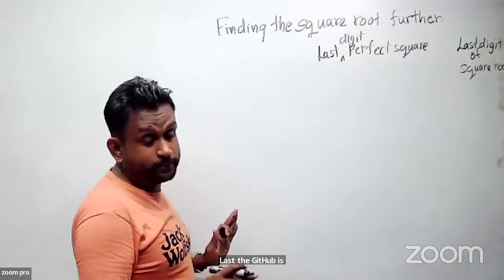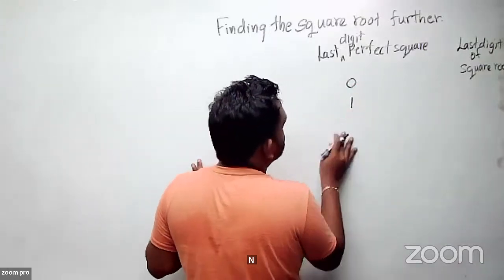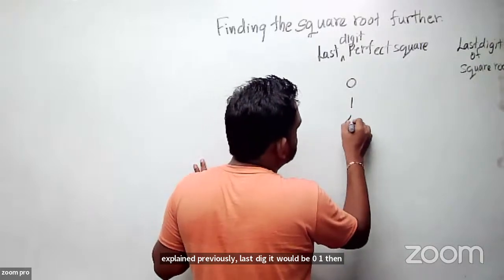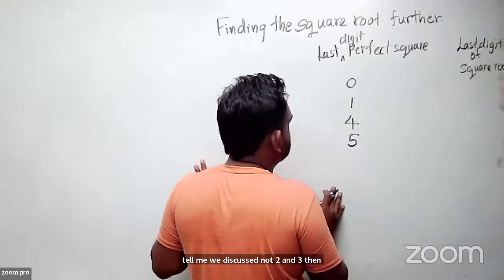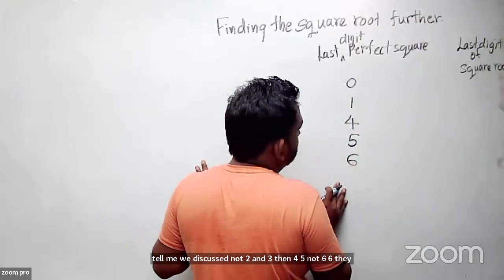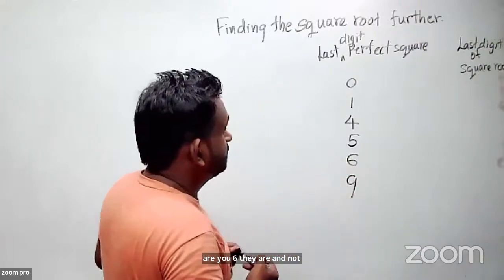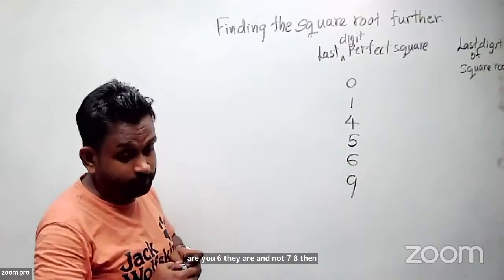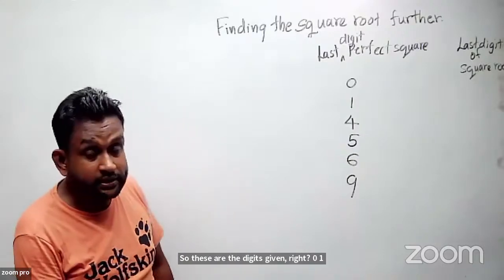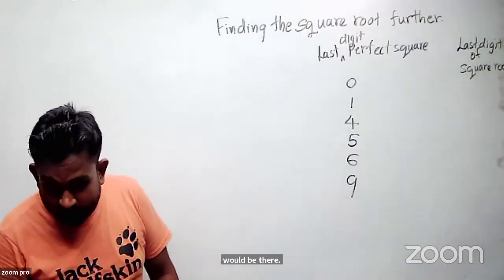Right, so as we explained previously, the last digit would be 0, 1, then, we discussed, not 2 and 3, then 4, 5, not 7 and 8, 6 is there, then 9. So these are the digits given, right? 0, 1, 4, 5, 6, 9 would be there. And then what are the last digits of the square root?